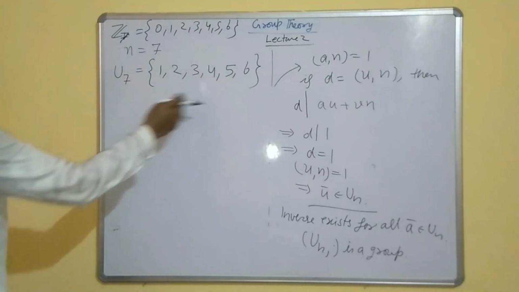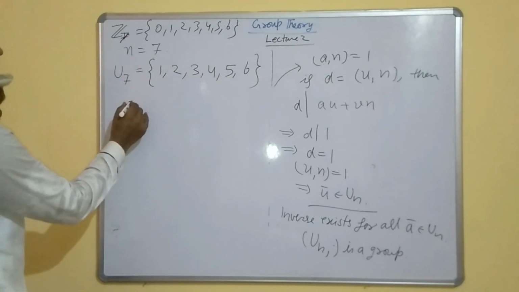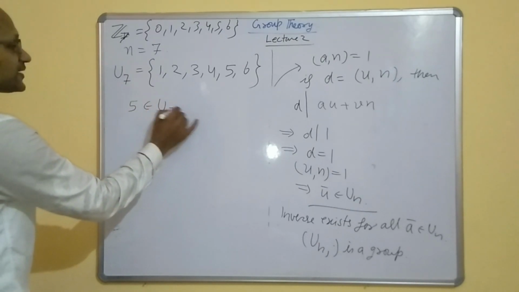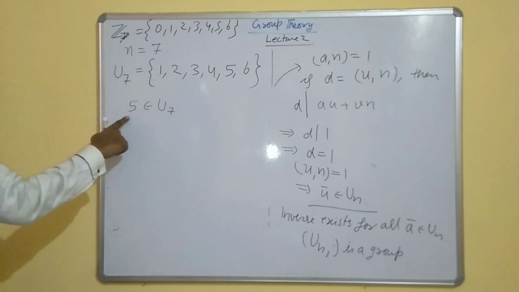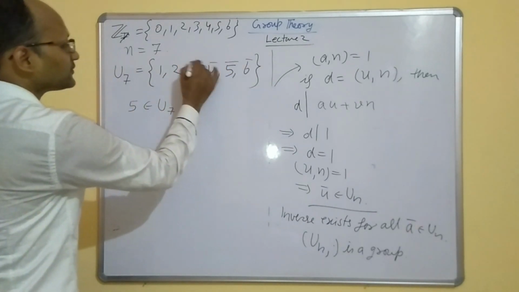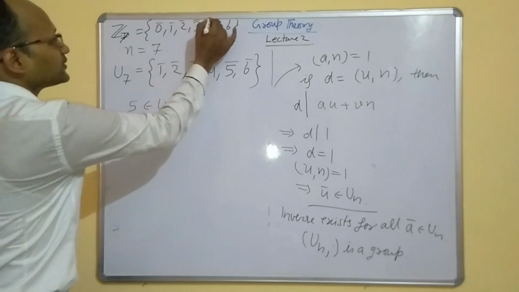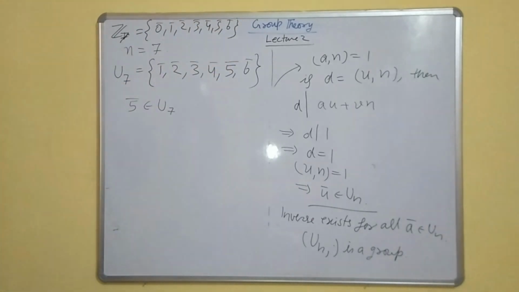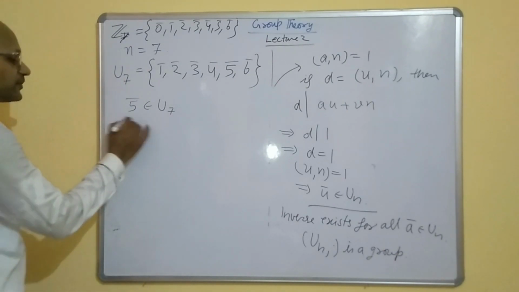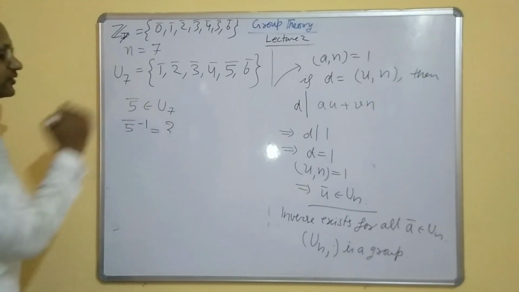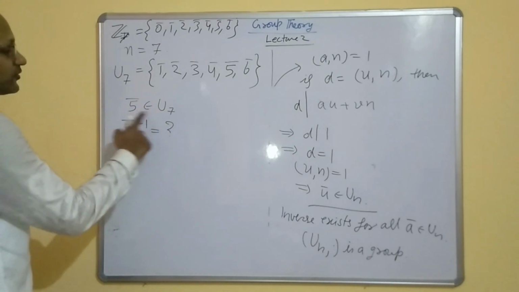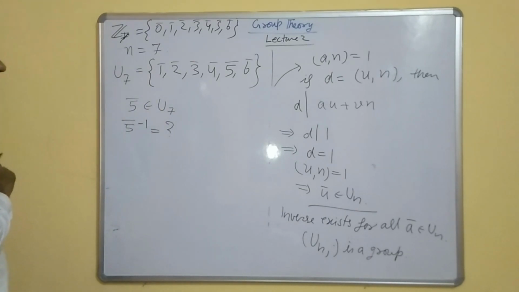So suppose I take any element here, suppose I take 5 in U7 and I am asking you, what is the inverse of 5? Whenever I am writing 5, it means 5 bar. So I take 5 bar in U7 and I want to know what is 5 bar inverse. So how will you determine? Just as we have done.